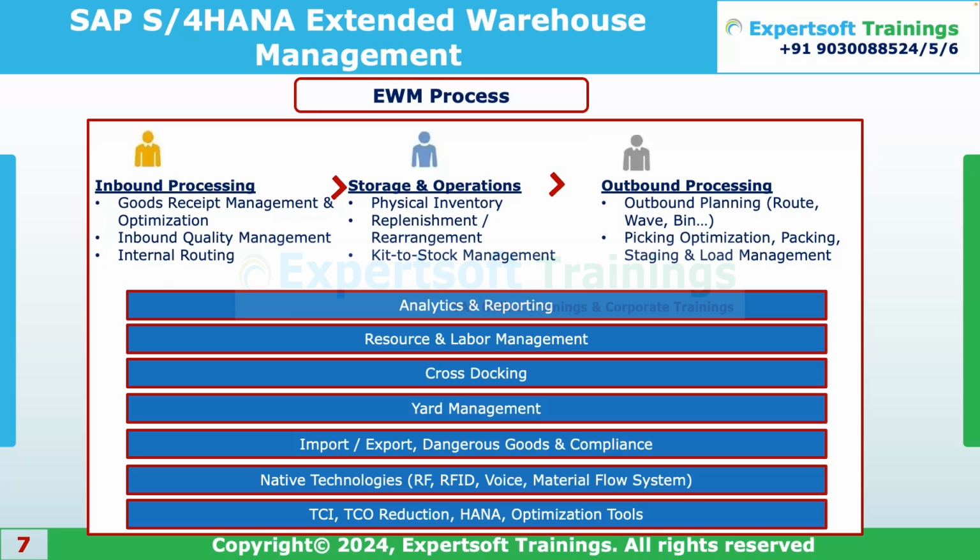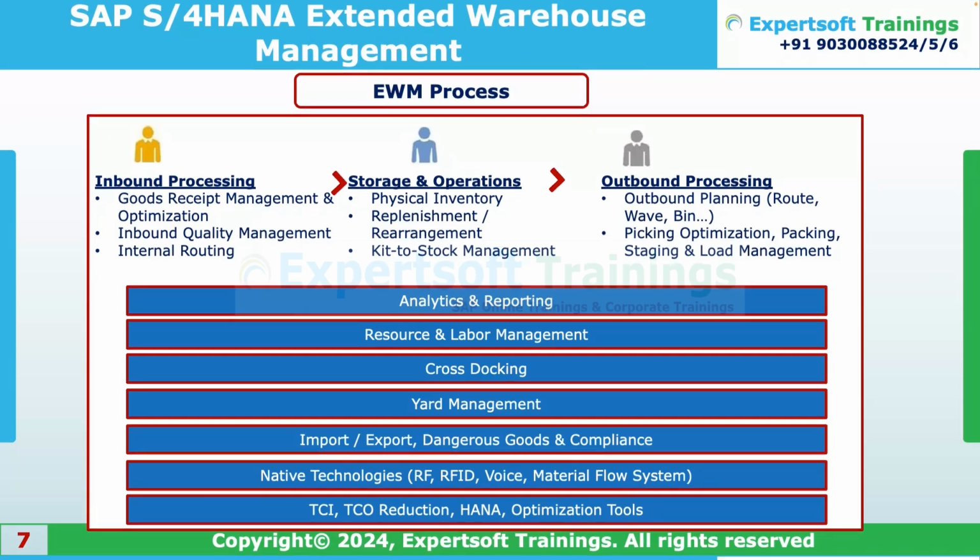Then you have resource management. There are various users who are going to work, and various instruments in your warehouse which are going to help in your warehouse activity. We'll call them resources. With resource management, you can also manage the workers who are going to work in your warehouse. Then you have cross docking, yard management. Then you have RF devices and material flow system, where you are going to integrate with your third party system. There is a full pack of new features and functionalities which you can use in your EWM system.